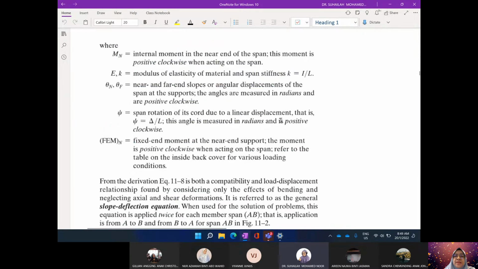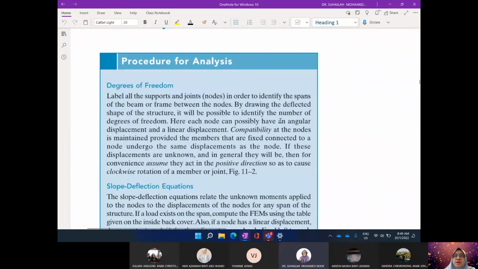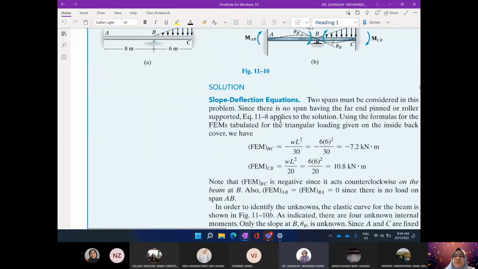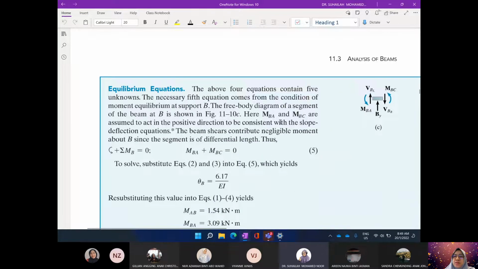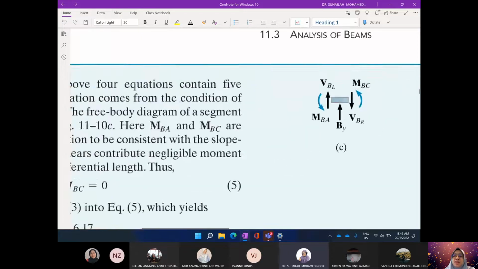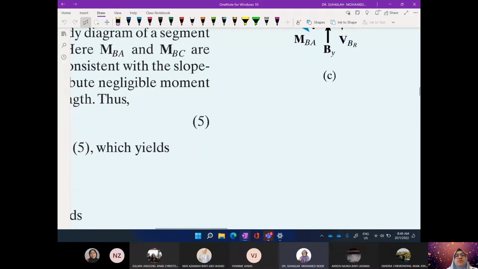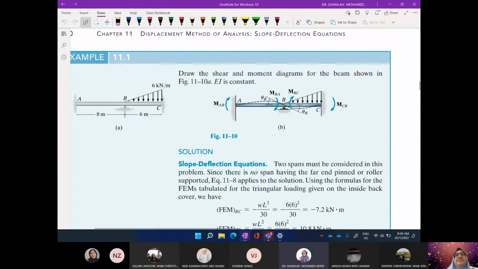The sign convention will be equal. We use clockwise, clockwise positive. This is one thing about the joint moment. About the joint moment. So member end moment, we focus on member. So if we look at this diagram, I just want to explain the concept.